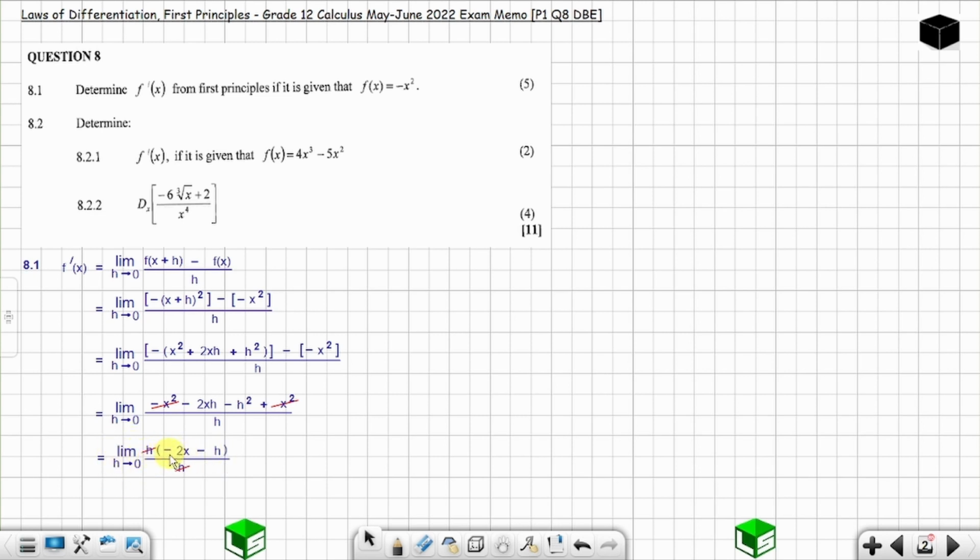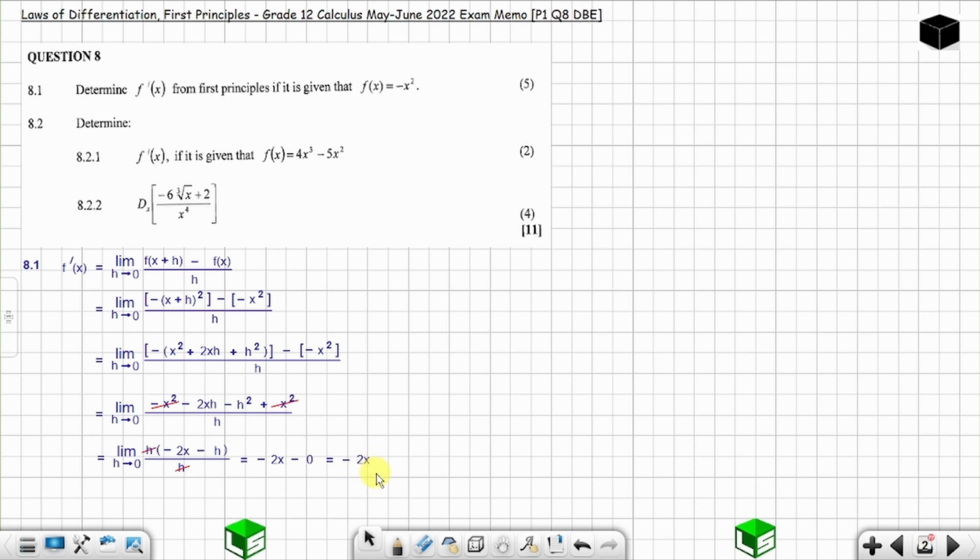So you have minus 2x and minus h. So this is equal to minus 2x and minus h. You are going to substitute 0 for h. So you are going to have minus 0. You substitute 0 for h, you have minus 0. This is equal to minus 2x. Okay, so you have this as your final answer.